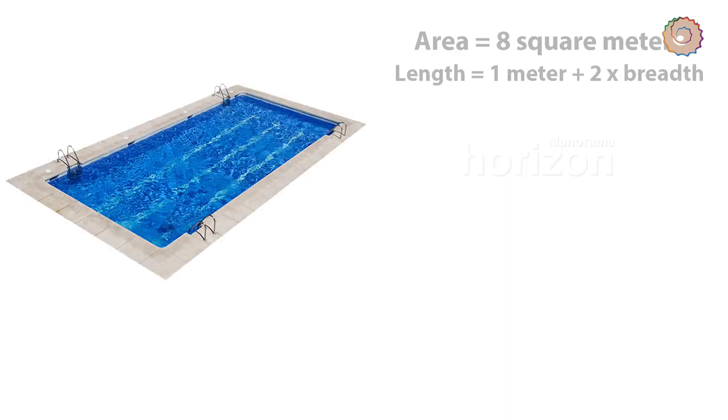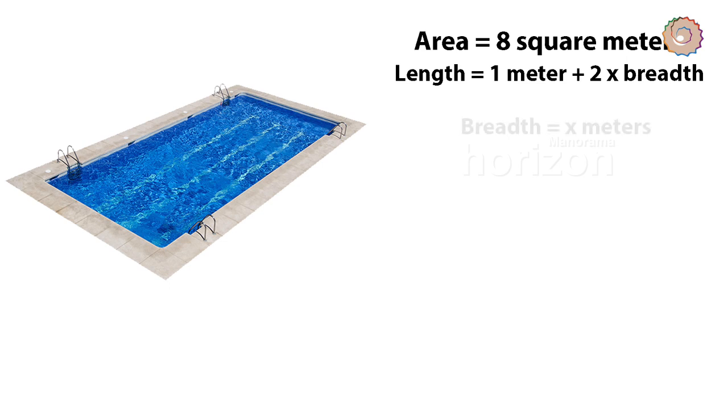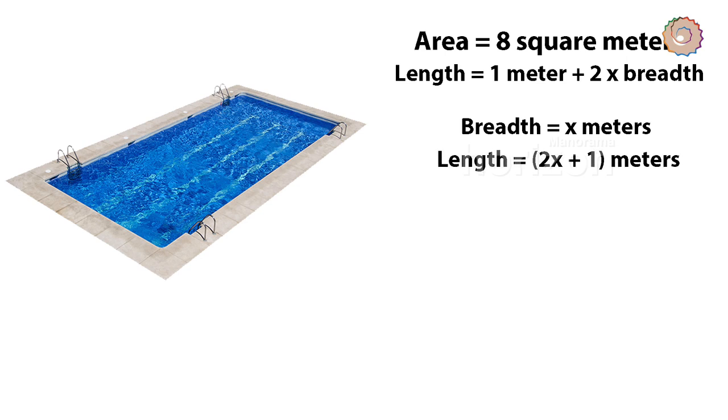Let's see an example. Consider this swimming pool. It is given that the area is 8 square meters and the length of the pool is 1 meter more than twice its breadth. Now we need to generate a quadratic equation with this information. Let the breadth be x meters. Then the length of the pool will be 2x plus 1 meters. So the area will be the length into breadth, that is 2x plus 1 into x, which is 8.